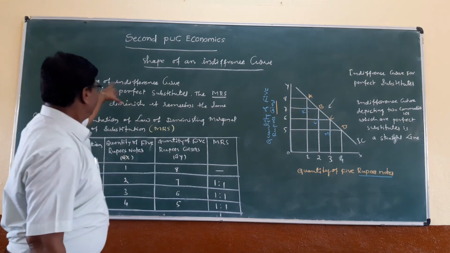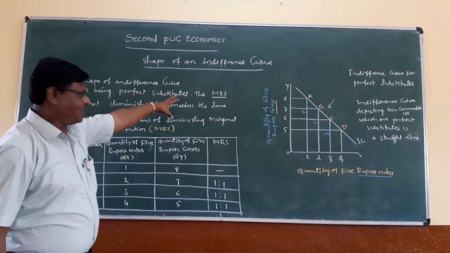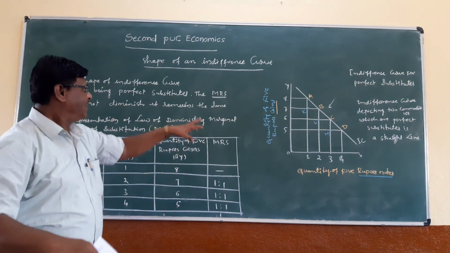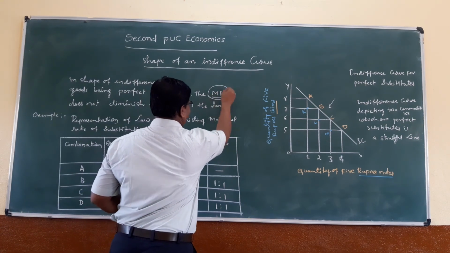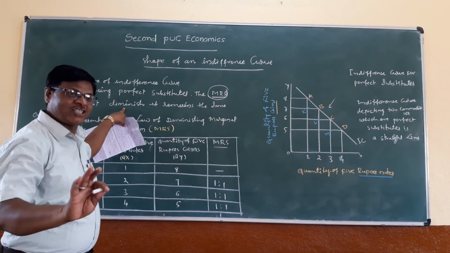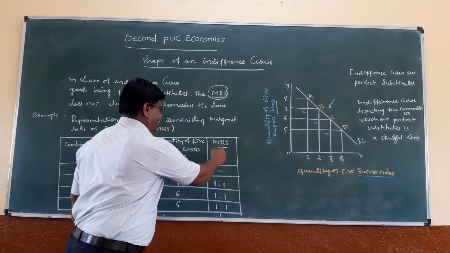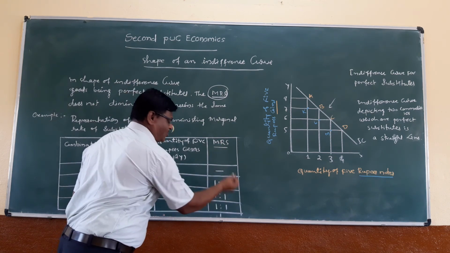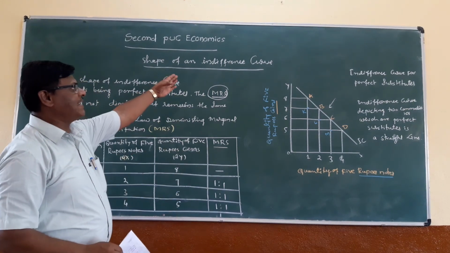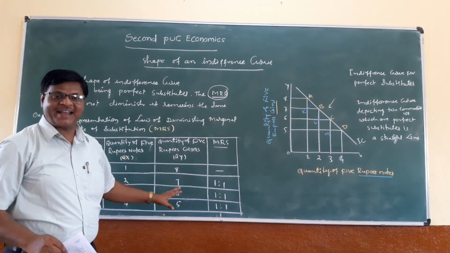Once again, in the case of the shape of an indifference curve for goods that are perfect substitutes, the MRS does not diminish. It remains the same, 1:1. It remains the same along the indifference curve. It can be shown with the help of a chart and diagram.